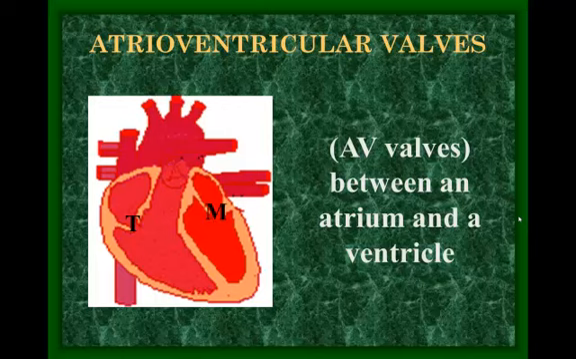Atrioventricular valves. Now look where they're placed. What's above that T? What's above that M? An atrium. Atrio, atrium. What is below the T and below the M? A ventricle, ventricular. So that's why they're called that, because these valves, the AV valves, are between an atrium and a ventricle.